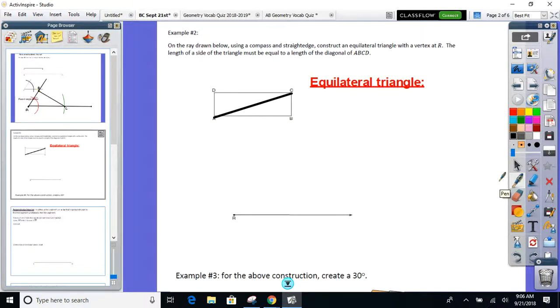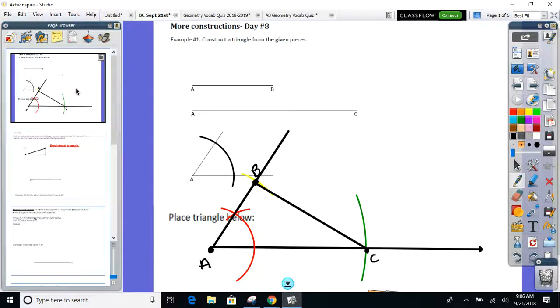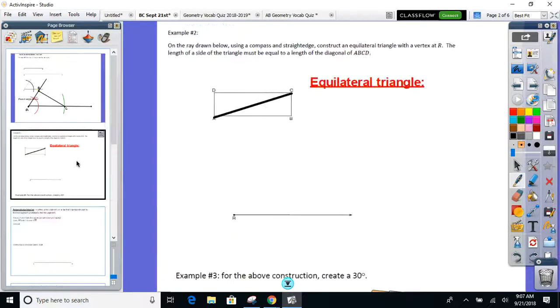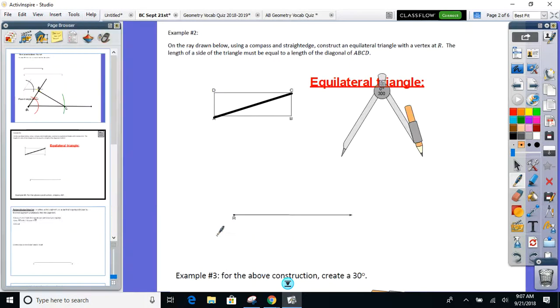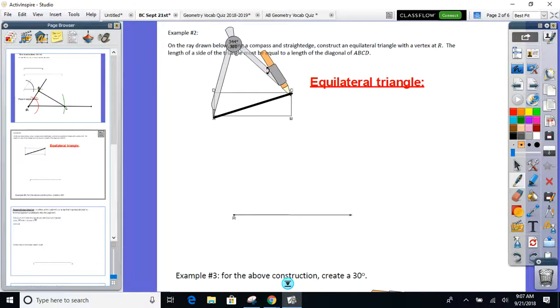So all three sides of your triangle have to have that length. Now, I will warn you that this one's going to be a little easier than this one. Because what do we have to know about all three lengths of the equilateral triangle? They're all the same. So I don't have to go remeasure all the time. Here's what we're going to do. Go ahead, grab the compass. Measure your diagonal using your compass. And copy it onto the ray.